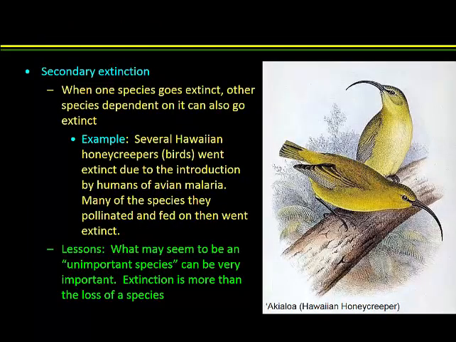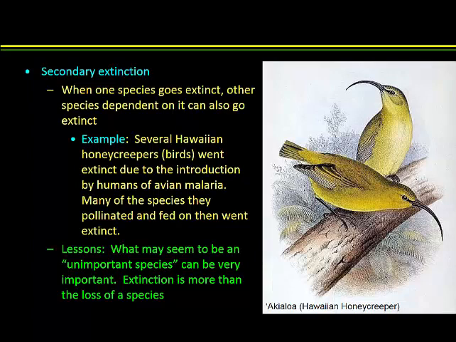Okay, another term that I want you to learn is that of secondary extinction. That's when one species goes extinct and other species that are dependent on it also go extinct. So check out these birds to the right.